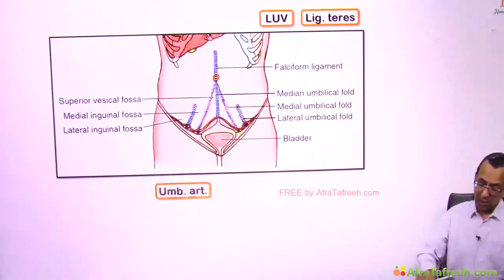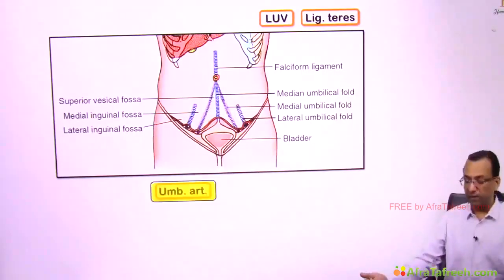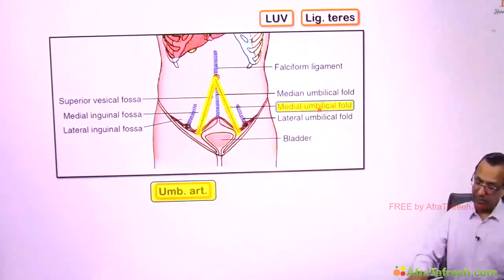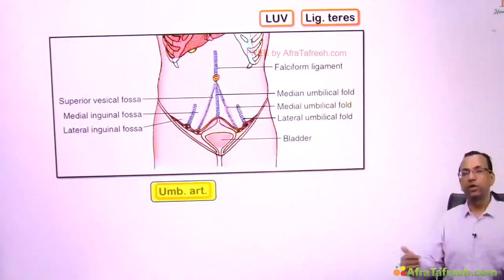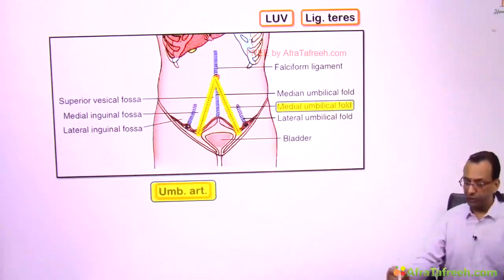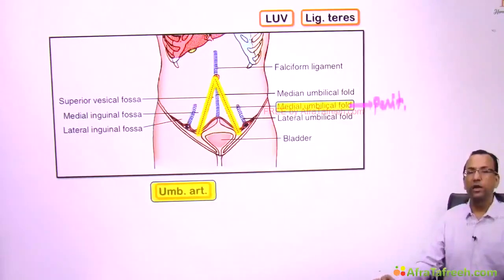The umbilical arteries were producing some ligament and it was called the medial umbilical ligament. But over the medial umbilical ligament, there will be some peritoneal fold. They are called the medial umbilical fold. You mean the medial umbilical fold is some peritoneal fold? Yes, it is peritoneal fold over the remnant of the umbilical arteries.